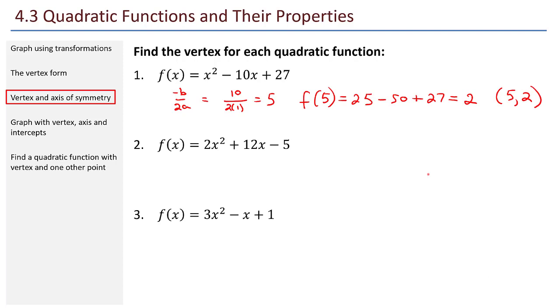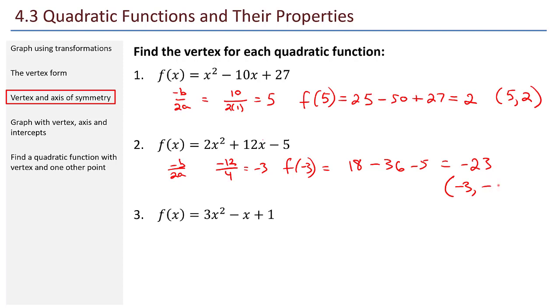Let's see what we have here. Negative b over 2a, so I have negative 12 over 4, which is negative 3. Then f of negative 3 is 18 minus 36 minus 5. That equals negative 23. So the vertex is at the point (-3, -23).